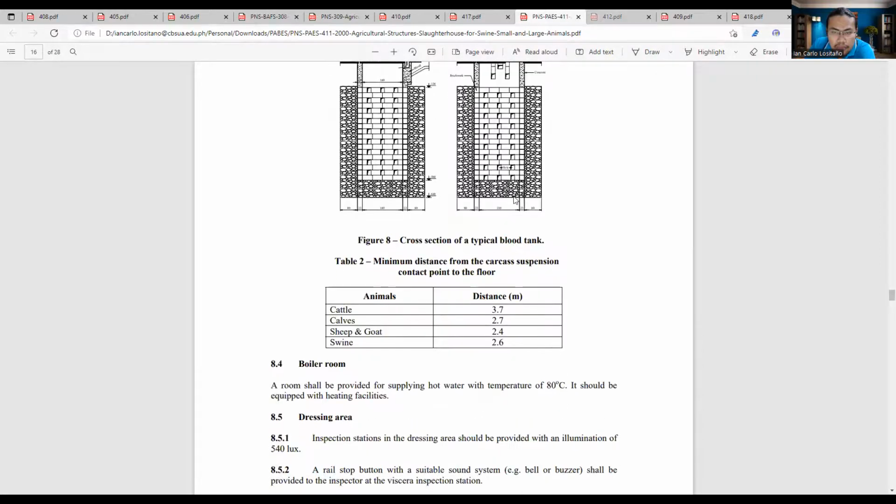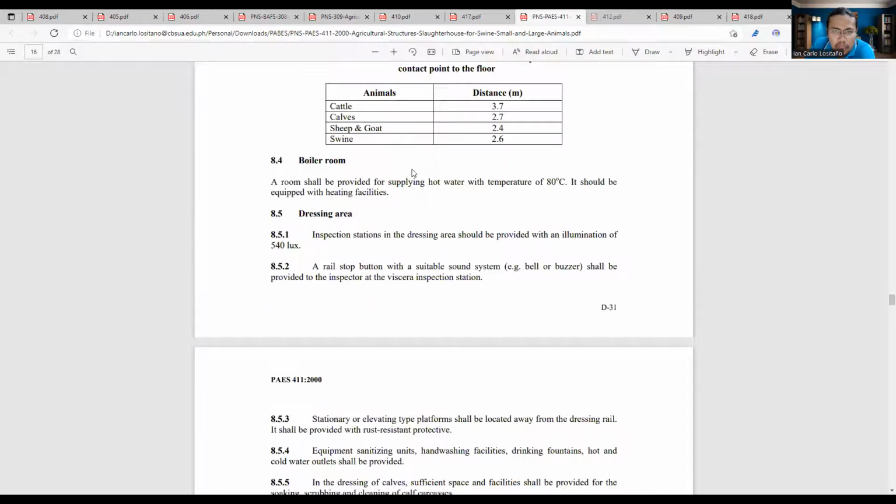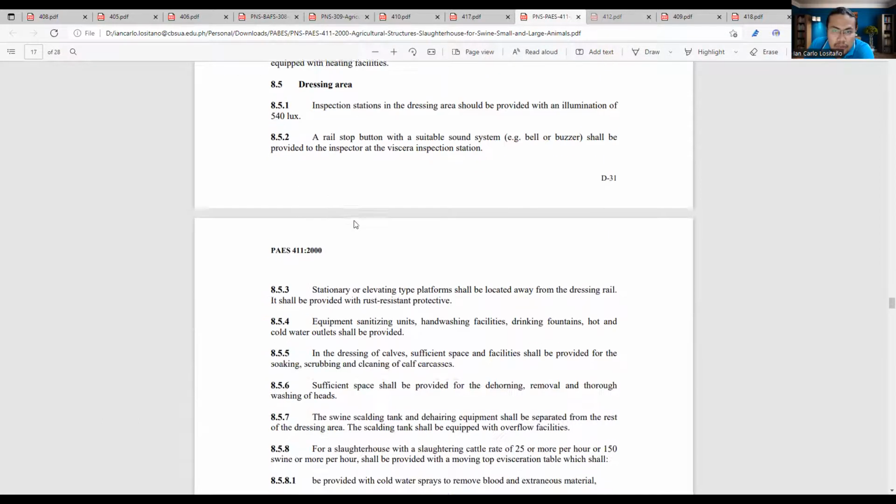Okay, the boiler room. Water is provided into the scalder at a temperature that should allow the easy removal of the hair during the scalding. So a boiler is required, and a boiler room shall be provided for supplying hot water with a temperature of 80 degrees. Okay, that is the temperature required. It should be equipped with heating facilities.